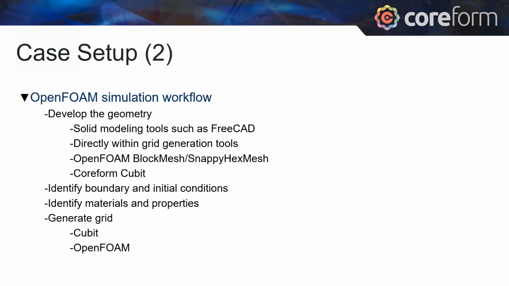Once I've got the problem set up, the next thing is to develop the geometry. What I would generally do is use a solid modeling tool such as FreeCAD or SolidWorks, and save those out as either a STEP file or an ACIS file. Or I can directly within OpenFOAM use blockMesh or snappyHexMesh. Those are fairly rudimentary text-based grid generation tools, and if you're trying to do anything complicated, I wouldn't advise that. And then, of course, Coreform Cubit.